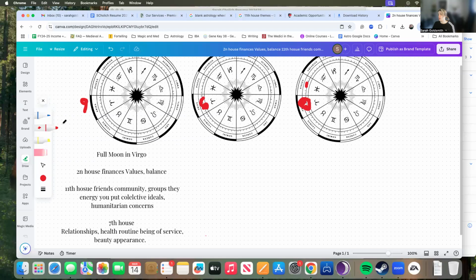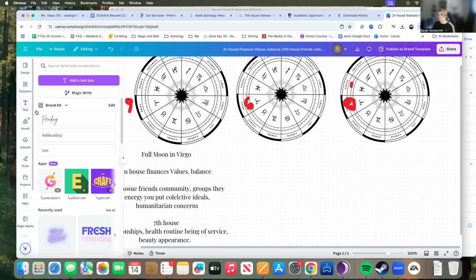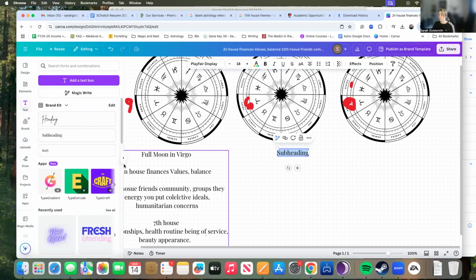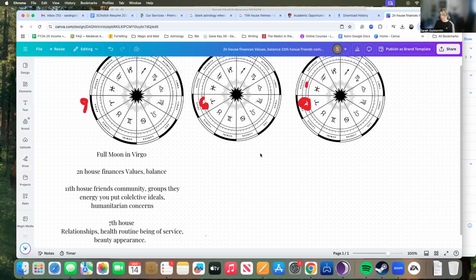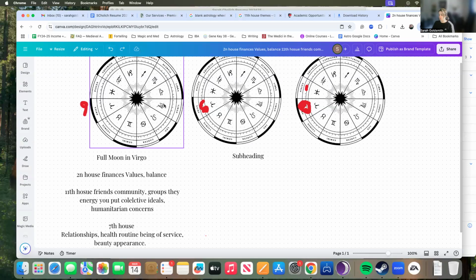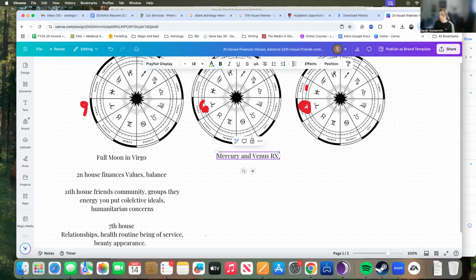So this is where I like to do the same process, so then you can really see how themes are overlapping. So I'm going to say Mercury and Venus retrograde, because Mercury and Venus are retrograde. So my ninth house is being activated through my sun sign. And this is new ideas, freedom, exploration, big picture, philosophy, education, travel.